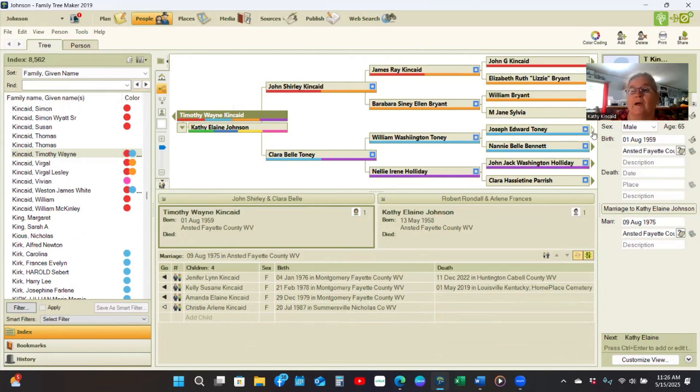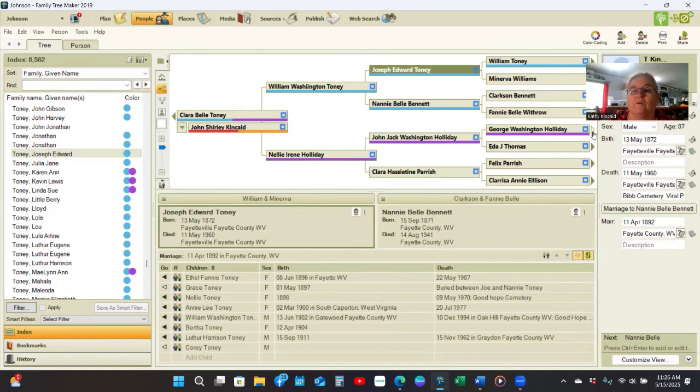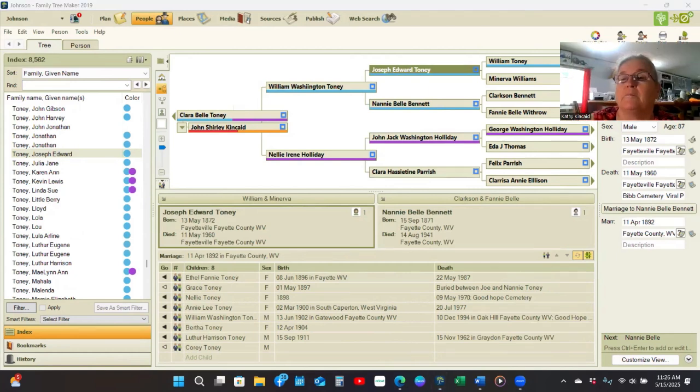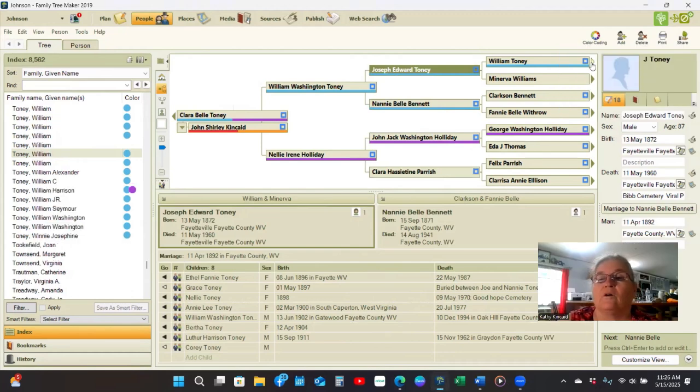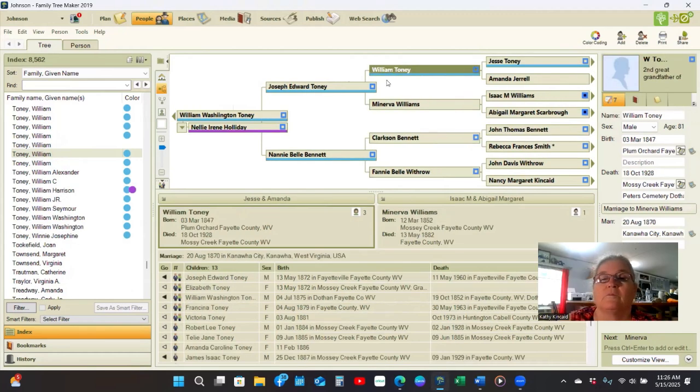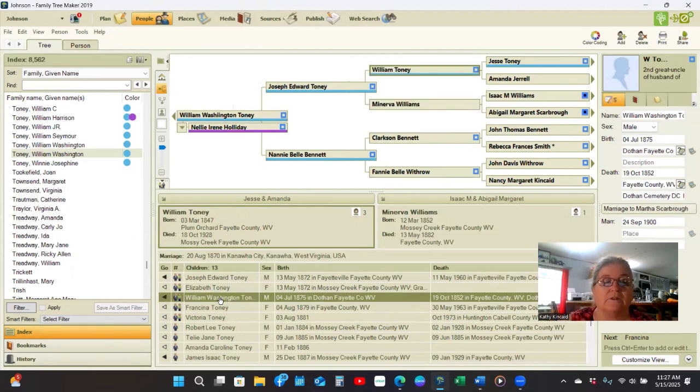Okay. So we're going to go back and pick up. Let me get me out of here again. Ooh, I didn't realize I could make me bigger. Sorry about that, guys. We're going to go up here to William Washington and Minerva, and we're going to pick up William, who has a William Washington of his own. I can only do this because I have been doing it for so long. These names come together quickly.